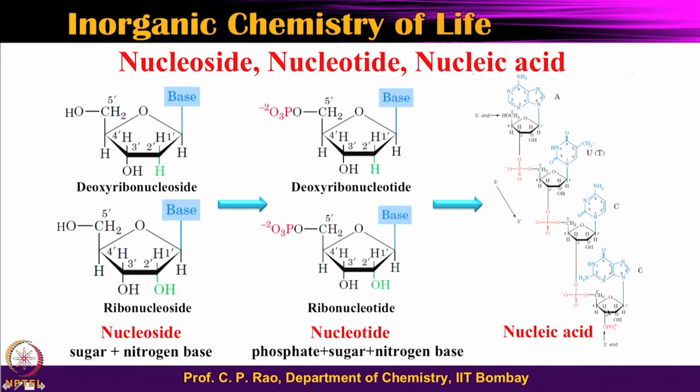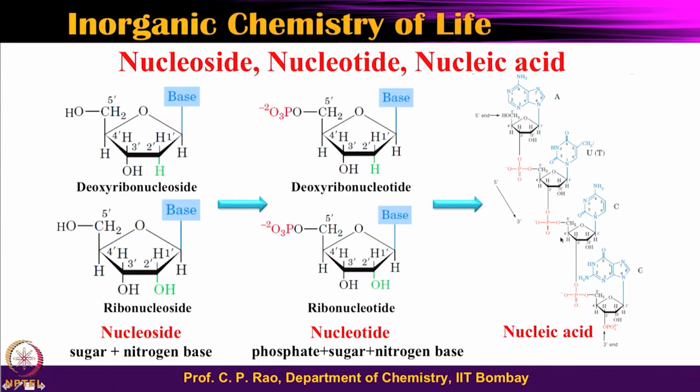On the right end, if you connect each of these nucleotides, if you connect the ribonucleotides, you will get RNA. If you connect deoxyribonucleotides, you will get DNA. So you have the nucleic base, the sugar, the phosphate, the sugar, the nucleic base, the phosphate, the sugar, the nucleic base, and the phosphate. So, what is the backbone in this? The backbone in this is the sugar, phosphate, sugar, phosphate, sugar, phosphate.